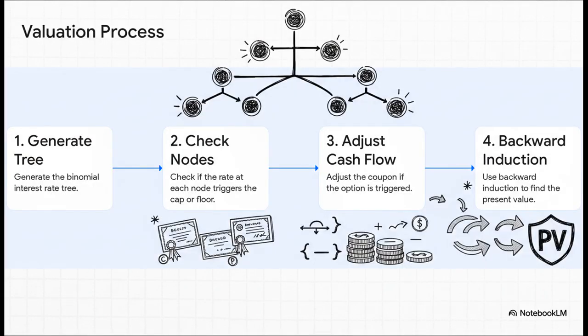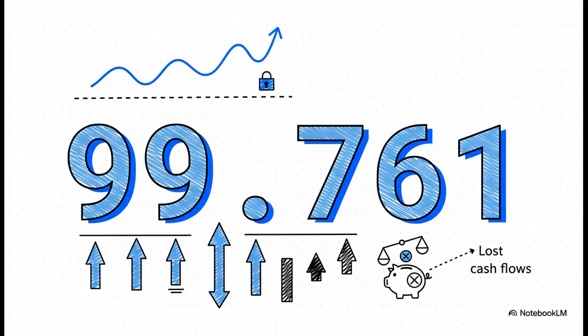So, how do we actually calculate the value? Well, the good news is it uses that same arbitrage-free binomial tree framework you already know. You build your interest rate tree. But instead of wondering if an issuer is going to call the bond, you just check if the rate at each and every node hits the cap or the floor. If it does, you adjust the coupon for that period, and then you just roll everything back to today using backward induction.